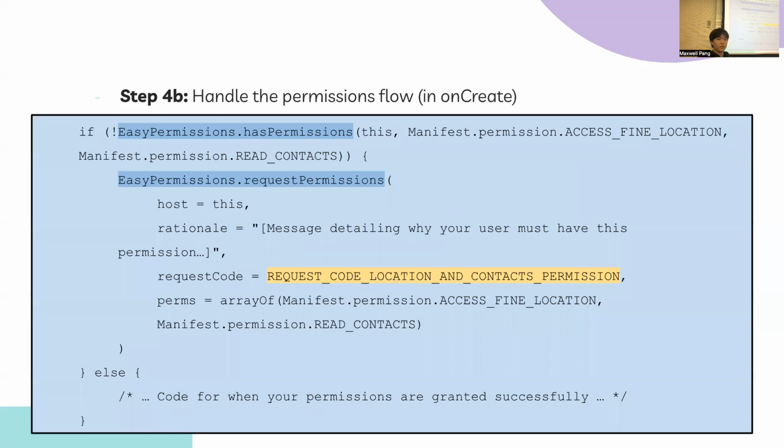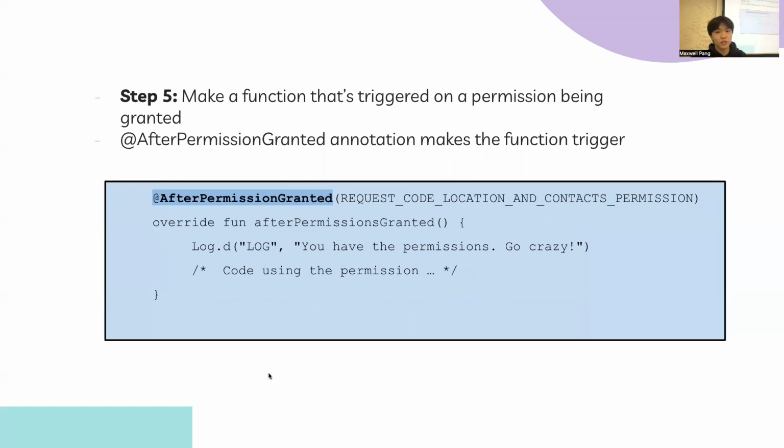And then we want to handle the permissions flow in the onCreate. So in this piece of code, we can see if we don't have the permissions, then we request the permissions with the request code. Otherwise, we just do everything that we can. Okay. And then we want to make a function that's triggered on a permission being granted, just to make sure that our permission is working. Usually with this one, you don't have to do much. You can just log it and say permission is granted, and now we're chilling.